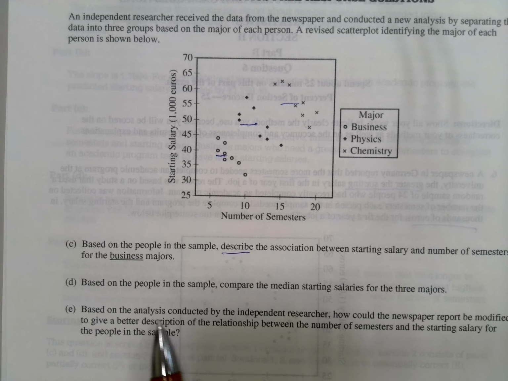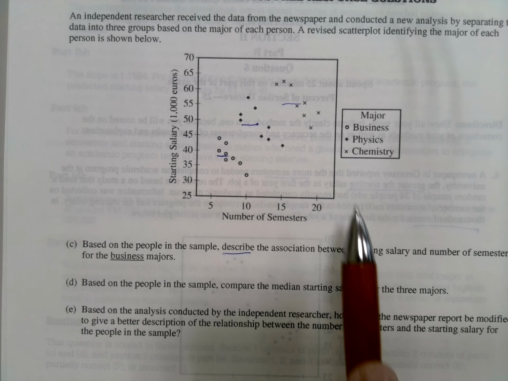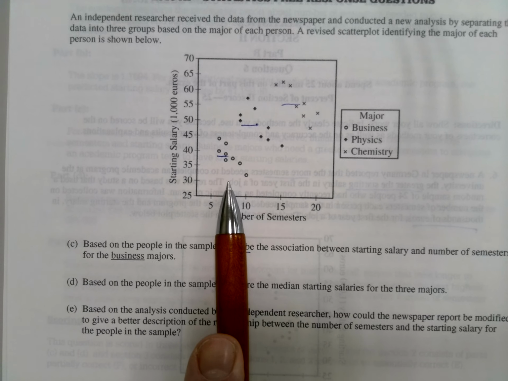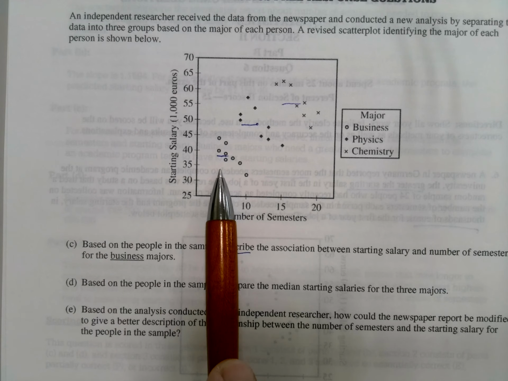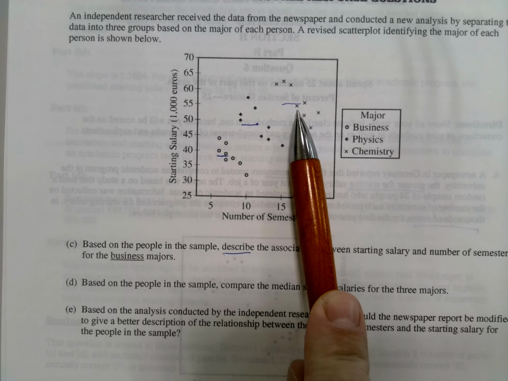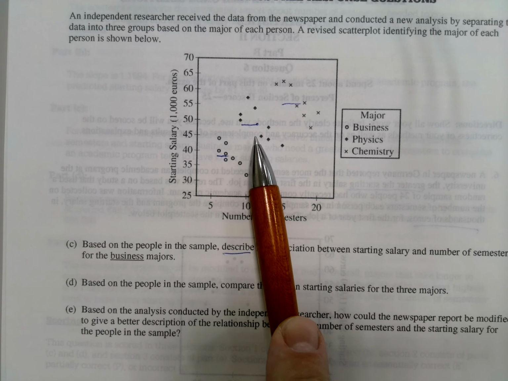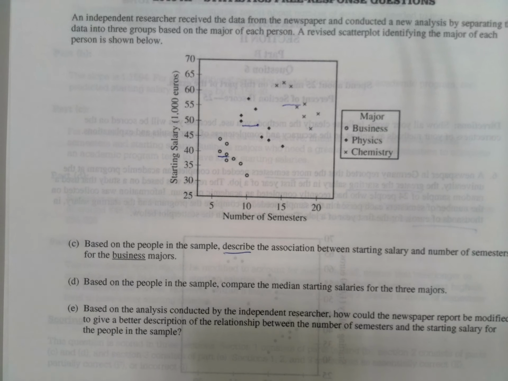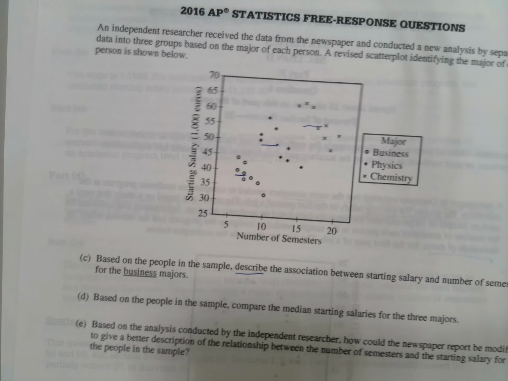So I would say the first year starting salary for chemistry majors is the highest. The median starting salary for first year employees with the business major is the lowest at about 39, where the chemistry majors was about 56. And the physics majors are in the middle at about 49. All right, and that's it. I just want you to compare medians. So you just compare which is the biggest, which is the smallest, and by how much.